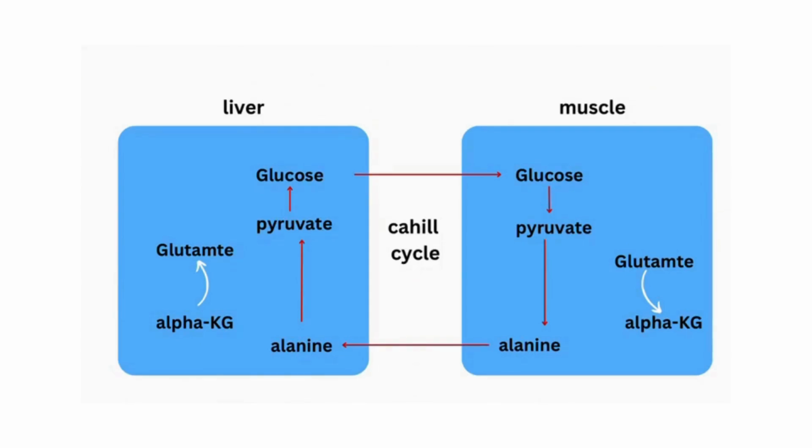Now, the Cahill cycle itself refers to everything you see here with the red arrows. It's the constant conversion from pyruvate to alanine, from alanine back to pyruvate, from pyruvate to glucose, from glucose back to pyruvate. That cycle continues indefinitely while we generate glutamate and alpha-ketoglutarate on the side and use them as cofactors. This is the Cahill cycle. Now, that's the reason that we would convert pyruvate to alanine.